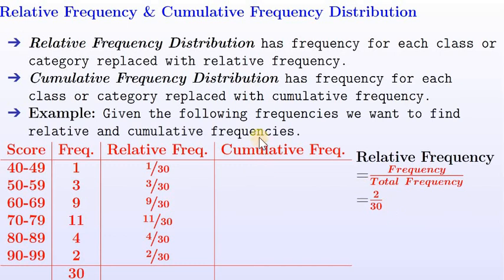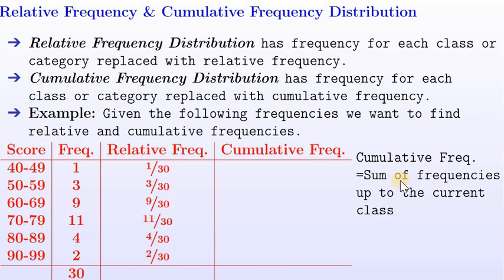Now, let's talk about this column. This column is about cumulative frequency. So, the cumulative frequency is equal to the sum of frequencies up to the current class. For this interval, the cumulative frequency is 1. Now, for this interval, the cumulative frequency is 1 plus 3, which is 4.